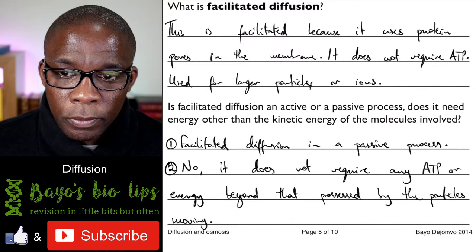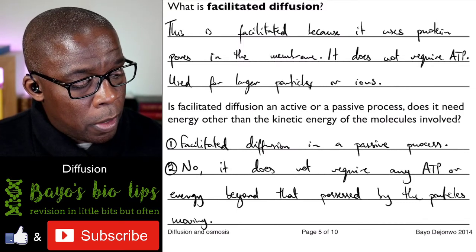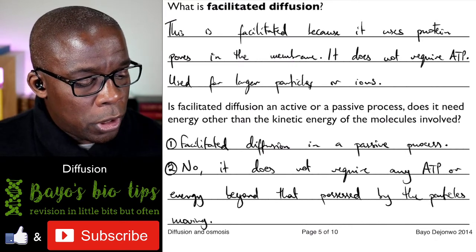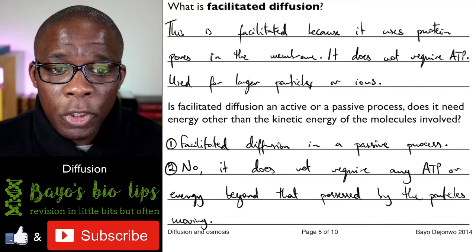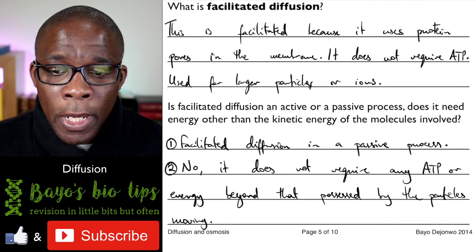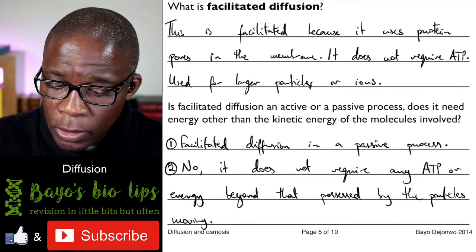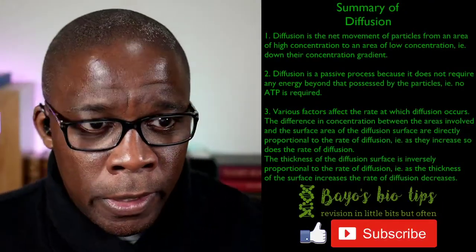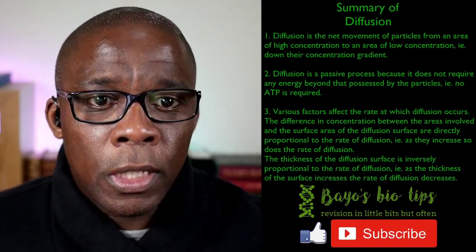Okay, so that is everything that we're going to be looking at with regard to diffusion. In the next video, we'll be looking at osmosis, which is a special form of diffusion, and we'll talk more about that next time. So let's look at what we've been talking about in this lesson, and we'll be looking at a brief summary of what we discussed.